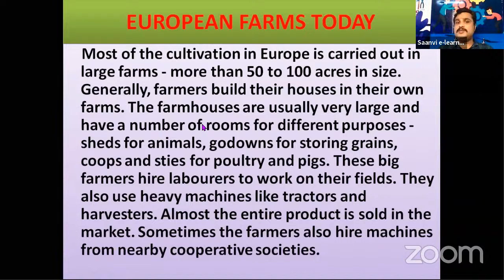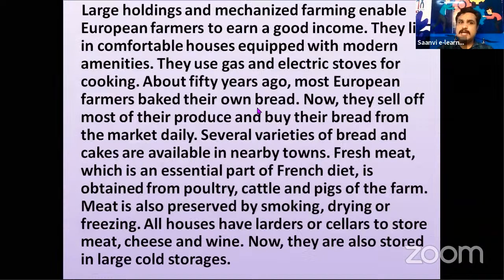Okay, so these big farmers appoint laborers to work on their fields, even though they also engage in the field work themselves. In the same way, many farmers appoint other persons to do work in their fields. So these are the European farms. And in the same way, large holdings and mechanized farming enable European farmers to earn good income.